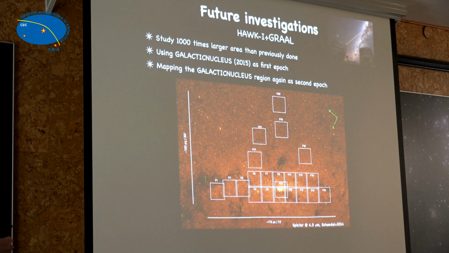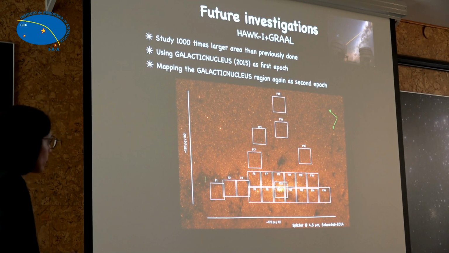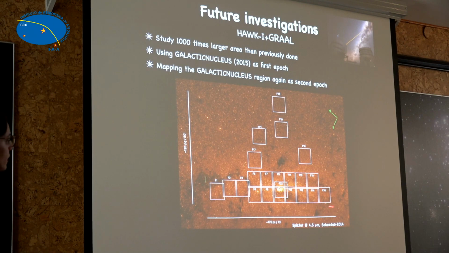And we have proposed to use HAWK-I again to have the second epoch for the Galactic Nucleus. Because we have one epoch till now, we want to have the second epoch. And this will help us a lot because we can get rid of the difficulty of HST Nucleus, and we can trust more the analysis that we do, and we don't need to deal with all the problems of alignment and uncertainties.